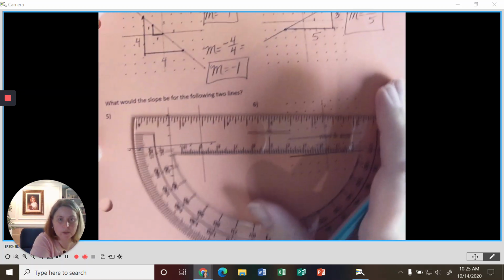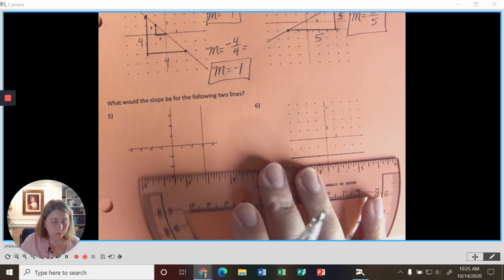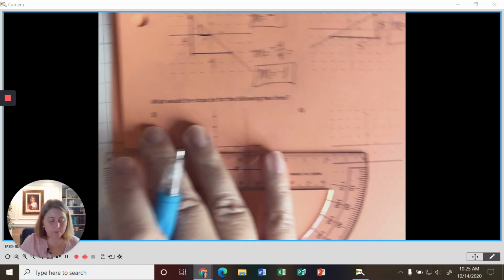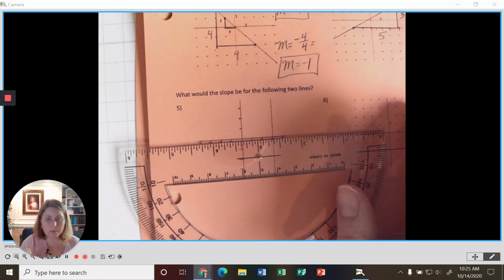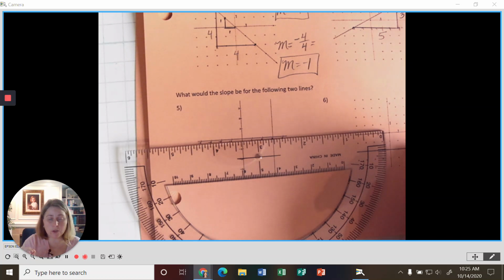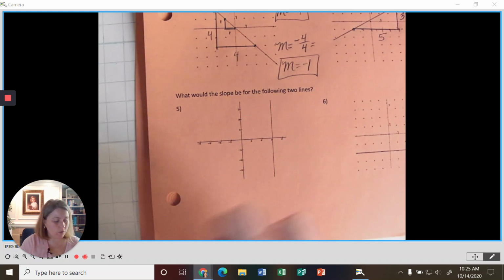All right, so then we're going to look at the 2 special cases of slope. Number 5, we have a completely vertical line. A lot of times students will want to say that has 0 slope. Not really. So let's talk about zero slope as opposed to a vertical slope.